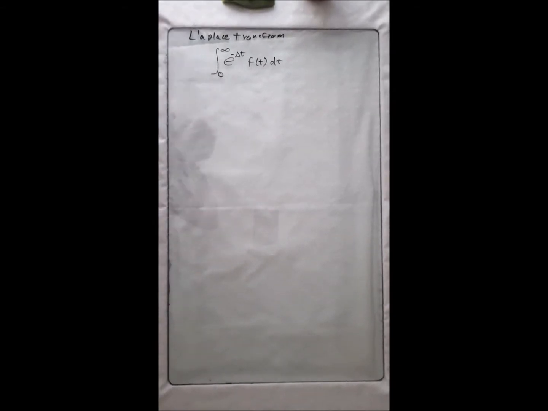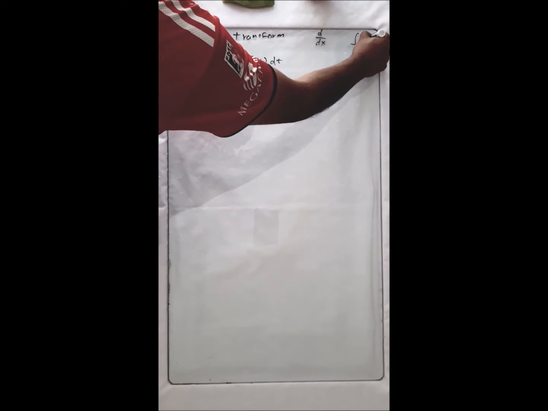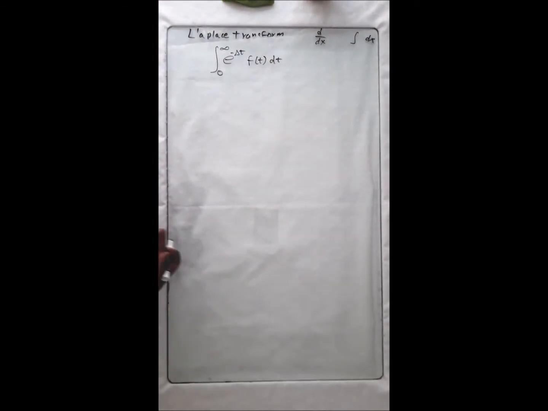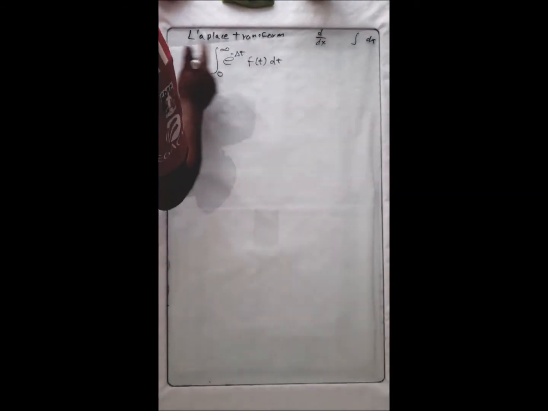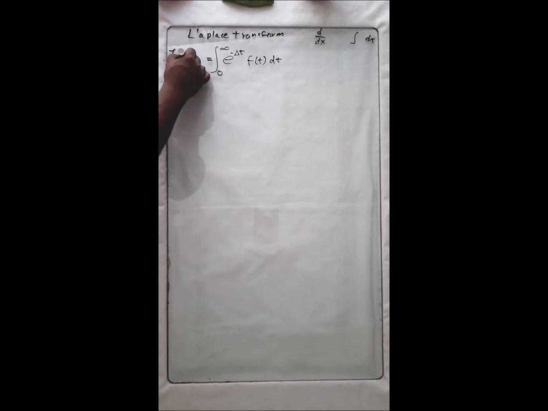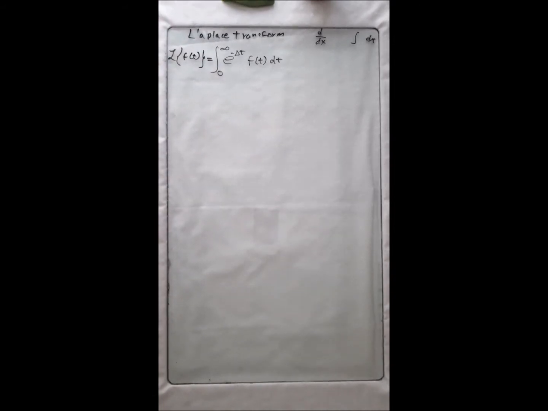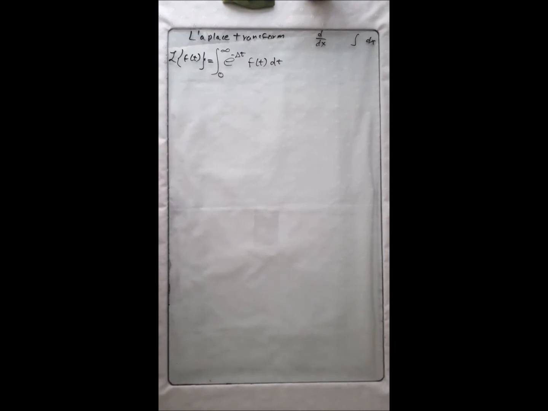On the derivatives and the integrals, they have symbols. This is the symbol for the derivative operation, and this is the symbol for the integral. Now, what is the symbol for the Laplace transform? The symbol is going to be something like this: Laplace transform of f of t, like that. So this is the symbol of the Laplace transform, the operation.